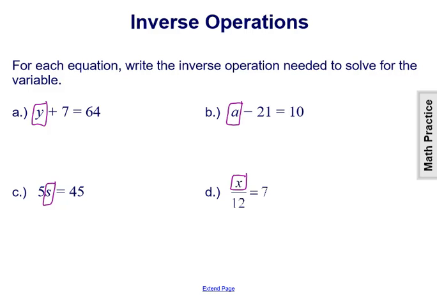Again, these are the variables. We need them to be completely by themselves if we're saying we're solving. And you should see currently they're not by themselves, right? In A, it's y plus 7. We need to undo that plus 7. In B, it's a minus 21. We need to undo that subtracting of 21. In C, it's 5 times s. Remember, if you don't have any symbols in between a number and a variable, that's multiplication. And then in D, it's x divided by 12.